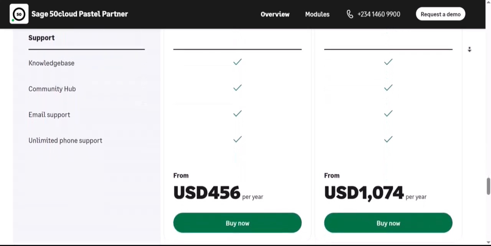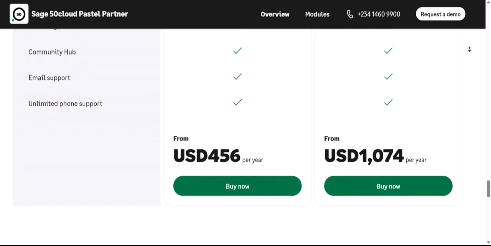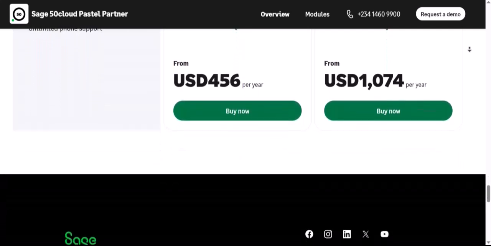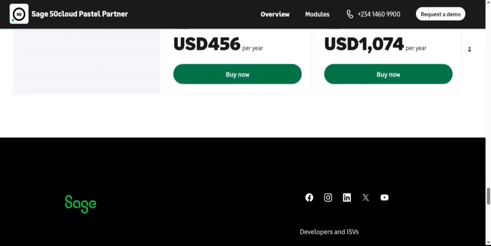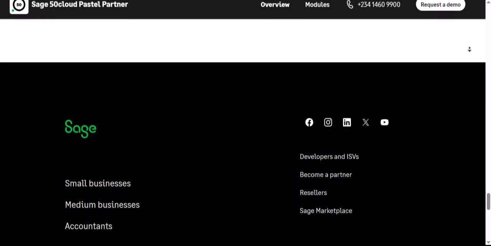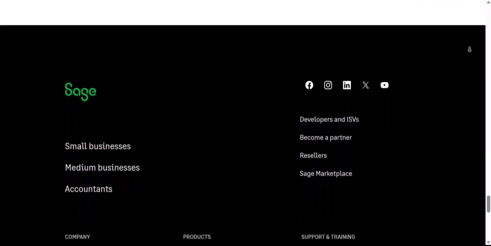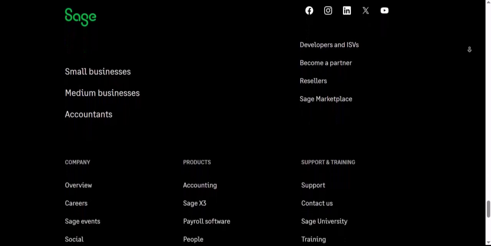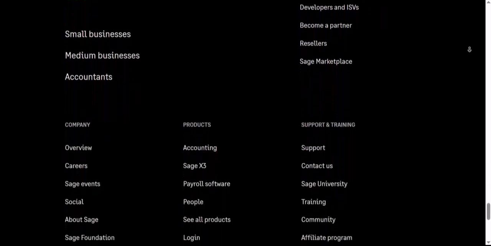QuickBooks is generally praised for its intuitive and user-friendly interface, making it accessible to individuals with limited accounting expertise. Sage Intacct, while powerful, has a more comprehensive interface that may require some training for users to fully leverage its capabilities. However, this complexity is often a trade-off for the advanced functionality it offers.